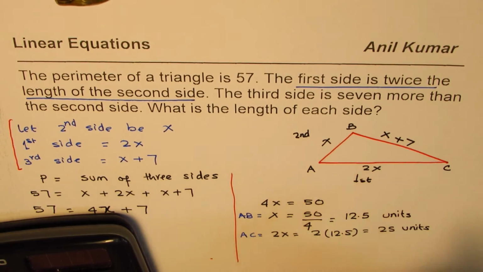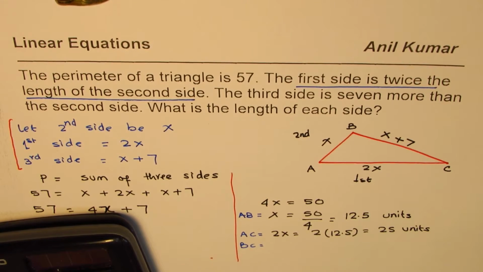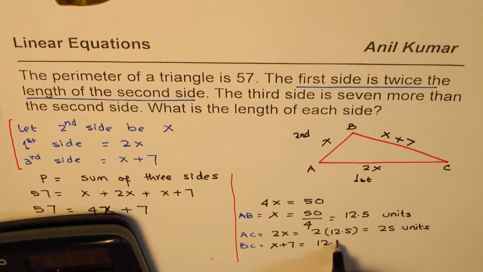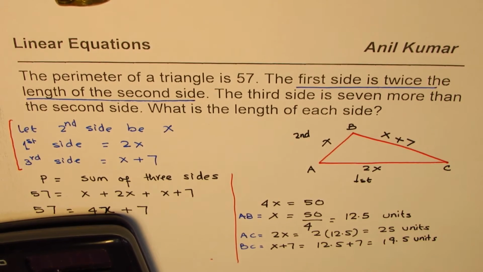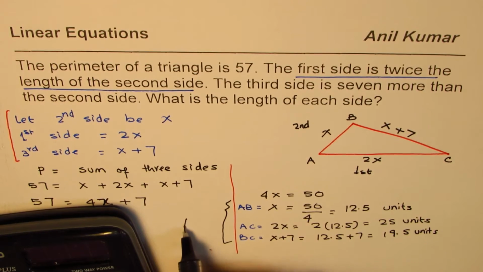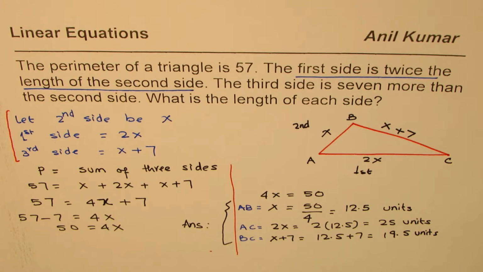And how about the third side, which is BC? BC is x plus 7. 7 more than the second, right? 7 more than AB. So it is x, 12.5, plus 7. That gives me 19.5 units. Do you see that? So that is our answer. So now we can write this as our answer. So that is how you should be solving questions.